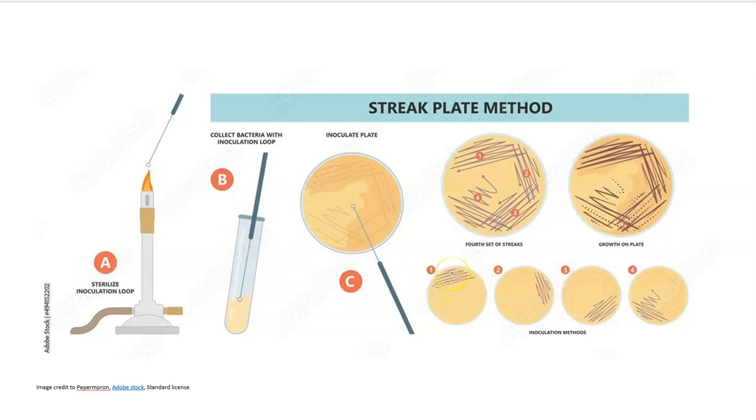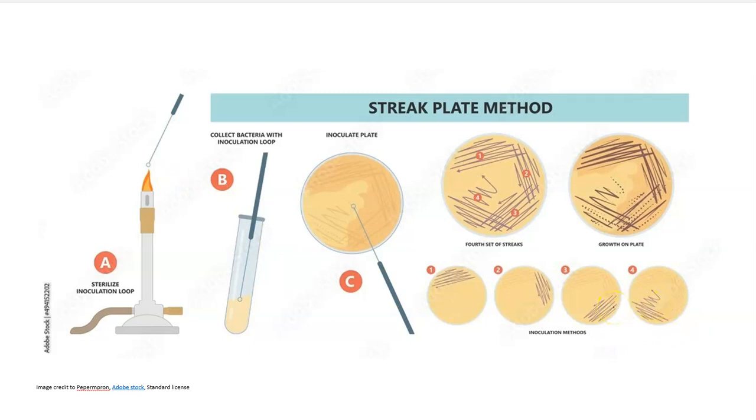Once you've made quadrant 1, you again sterilize your loop, go in, pull down a small sample from quadrant 1 to make quadrant 2. Then again, sterilize your loop, pull a small sample from quadrant 2 over to make quadrant 3. Again, sterilize your loop, pull a small sample from quadrant 3 up to make quadrant 4, sterilize your loop.